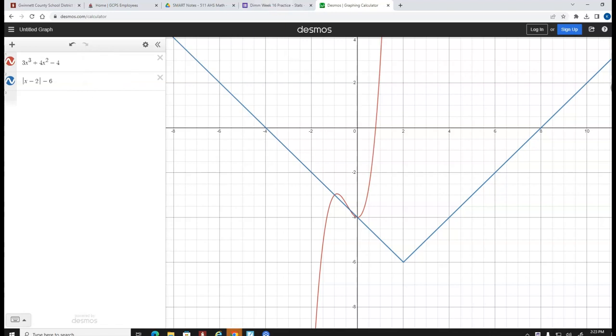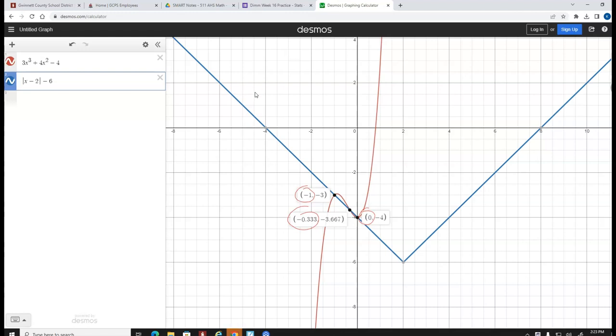Now when it's asking which represents the largest solution, solutions will be where the two functions cross each other. So we got 1, 2, 3 different places where the absolute value function and the other function cross each other. Of course, when we talk about the largest solution, we're looking at x values only. So we got negative 0.33, -1, and 0.